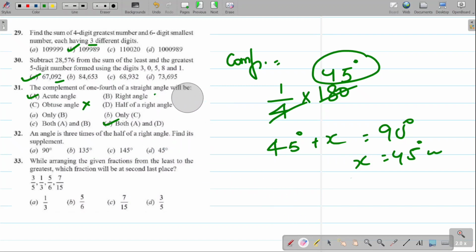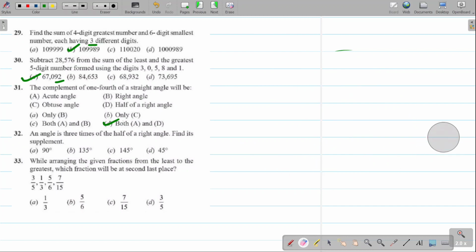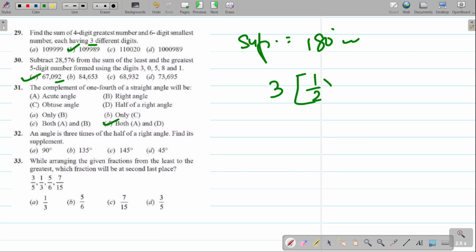Moving to the next question. It says an angle is 3 times of the half of the right angle, find its supplement. So as we discussed complement, when the sum of two angles is 90, that is called complementary angles. So supplementary is when the sum of two angles is 180, then such a pair is called supplementary pair, and such angles are called supplementary angles. So an angle is 3 times of what? Of half of right angle. Half of right angle is 45, we know.